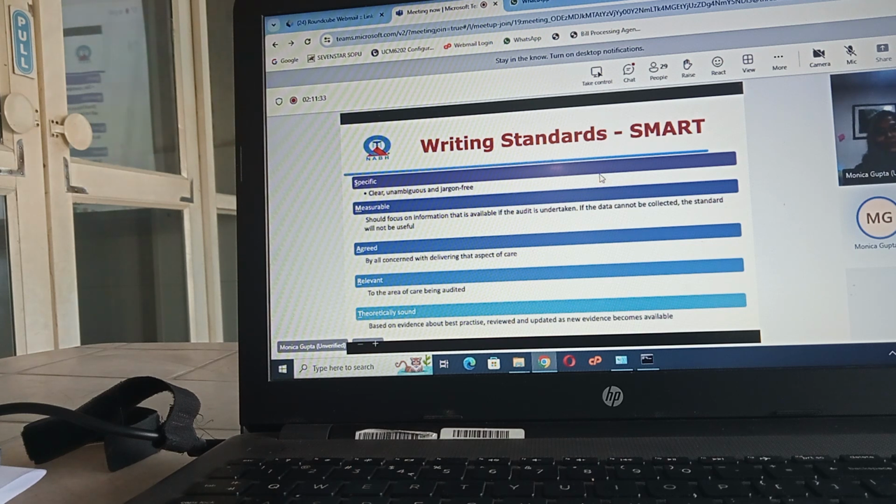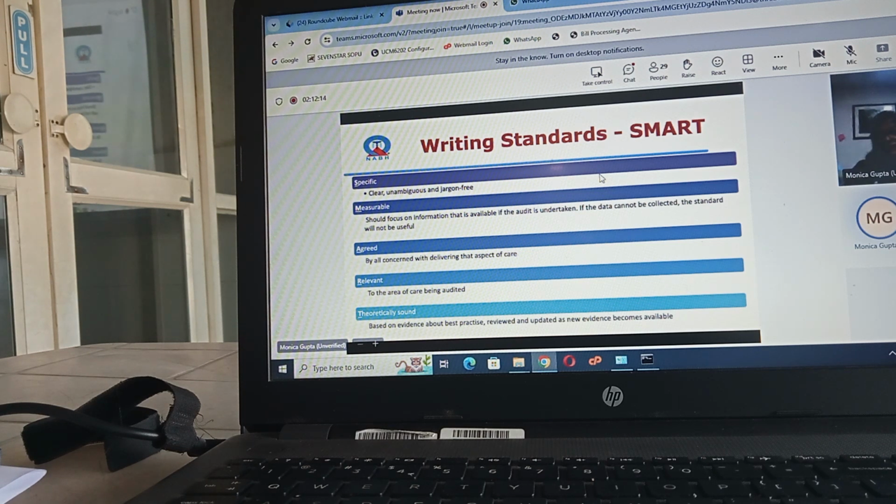So let's try to understand standards. The first thing is that when we write down standards, they should be what are called SMART standards. SMART stands for: S is for specific, that is clear, unambiguous and targeted. They should be measurable. They should focus on information that is available if the audit is undertaken. If the data cannot be collected, the standard will not be useful. They should be agreed upon by all delivering that aspect of care, they should be relevant to the area of care being audited, and they should be theoretically sound. They should be based on evidence about best practice, reviewed and updated as new evidence becomes available.